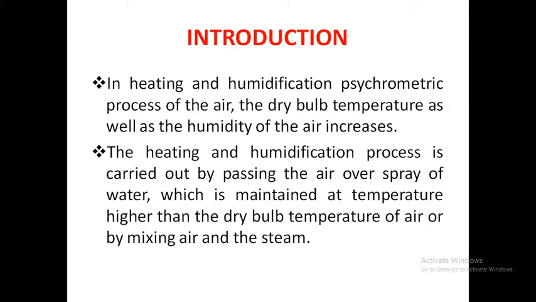In the heating and humidification psychrometric process of the air, the dry bulb temperature, that is DBT, as well as the humidity of the air increases. The heating and humidification process is carried out by passing the air over a spray tower, which is maintained at a temperature higher than the DBT of the air, or by mixing air and steam. So the objective of the heating and humidification psychrometric process is to increase the DBT and humidity of the air.